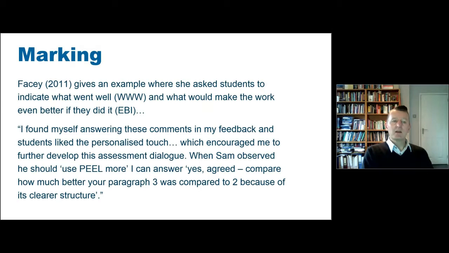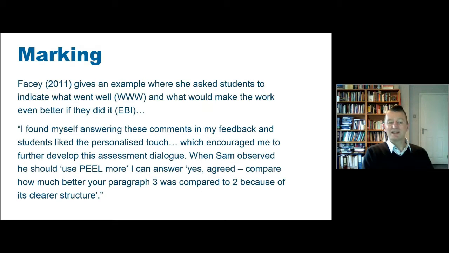And she says that once the students were writing their WWW and EBI statements, Facey says, I found myself answering these comments in my feedback, and students liked that personalised touch, and that encouraged her, Facey, the teacher, to develop that as an assessment dialogue.